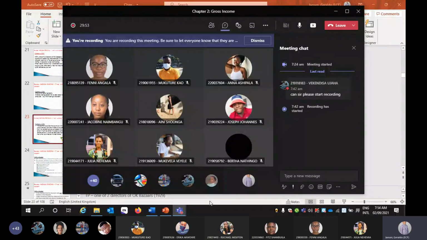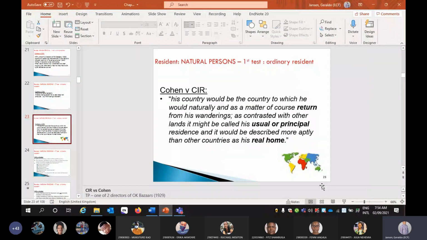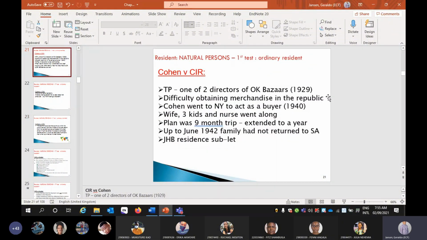Okay, now let's continue with this. So that is what was found in that one. Let's have a look at the Kittel court case. So yes, guys, in the Cohen court case, we realize Mr. Cohen was a resident for income tax purposes because you can see, guys, he actually returned after 1942. Yes, he was there for like 2-3 years, but where will he return? Where will he return at the end of the day? So let's have a look at Kittel.